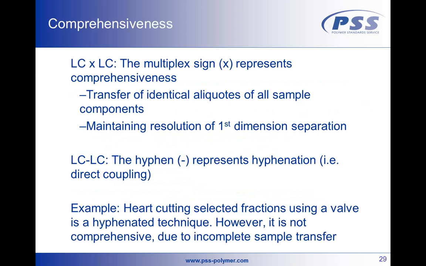Comprehensiveness. Comprehensiveness means I transfer from each fraction in the first dimension of each sample component identical fractions into the second dimension. This is in contrast to the old-fashioned hard cutting, where you take only fractions, for example at a peak maximum, in the first dimension and inject them. So comprehensiveness means you have to transfer identical aliquots of all sample components from the first into the second dimension.